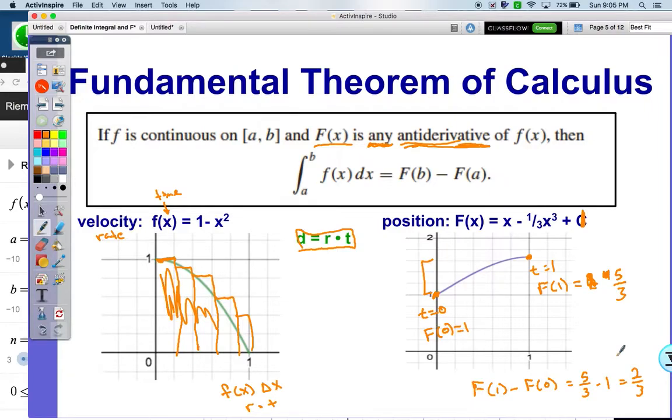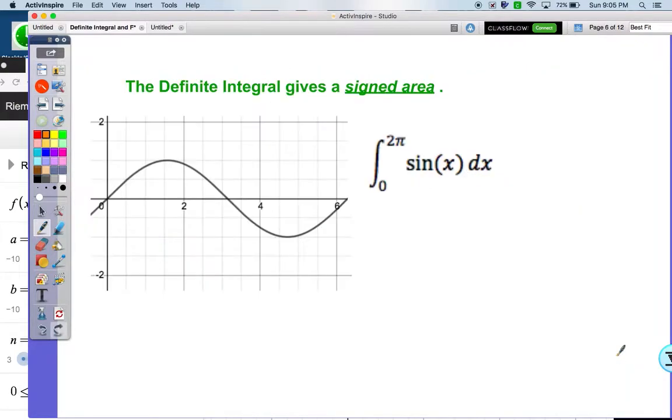So that's just some kind of reasoning. It's not a proof of the Fundamental Theorem of Calculus by any means, just maybe some reasoning for those of you who care.